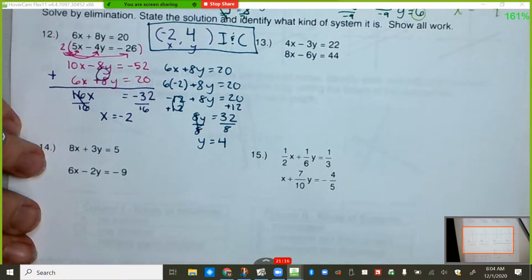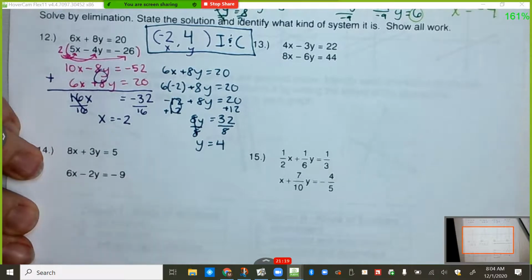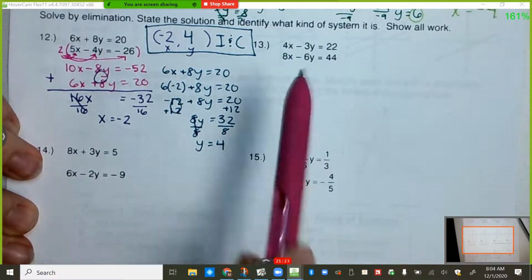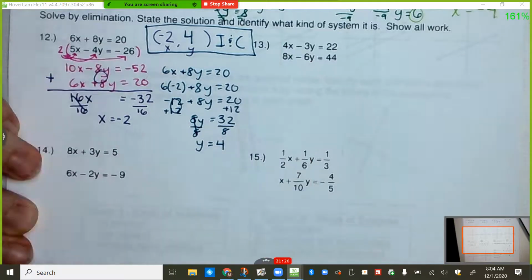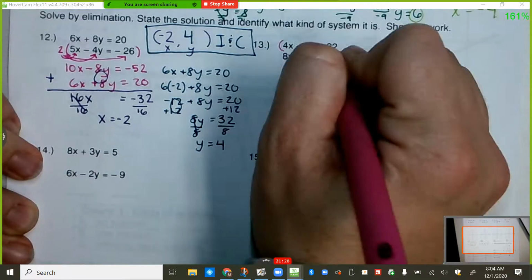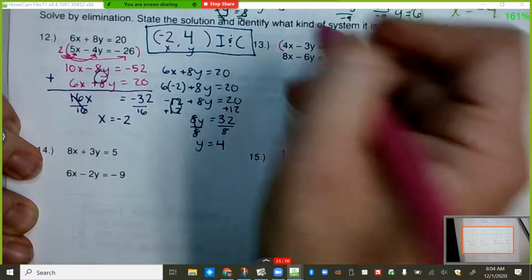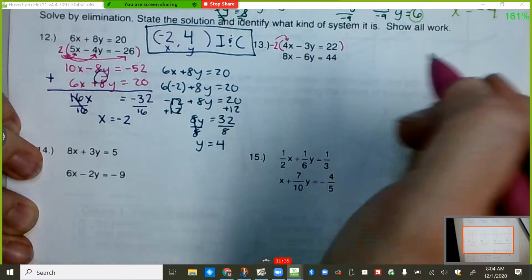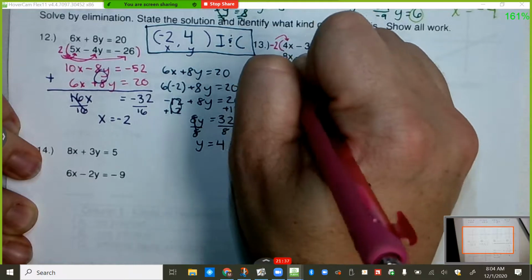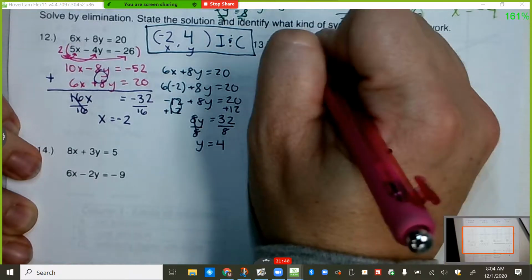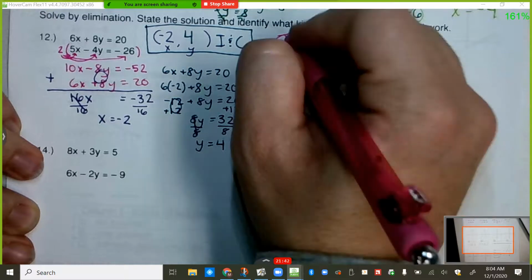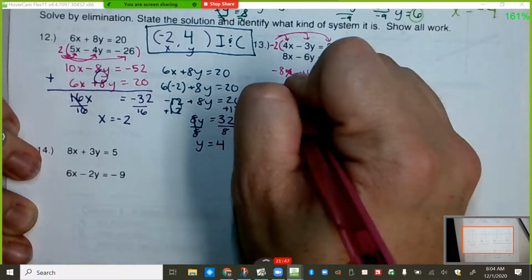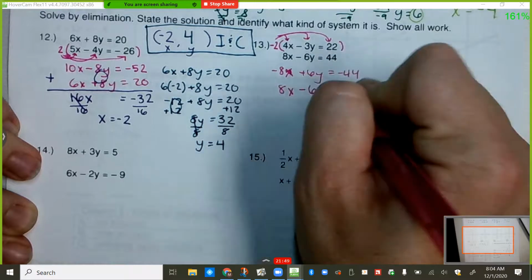Okay, on number 13, we can cancel x's or y's. 4 can turn into 8, 3 can turn into 6. But if you notice, these are both positive and these are both negative. So let's cancel the y's. I need this to become a positive 6, so I'm going to multiply by a negative 2. So this gives me negative 8x plus 6y equals negative 44. And I'm going to just rewrite that bottom equation: 8x minus 6y equals 44.